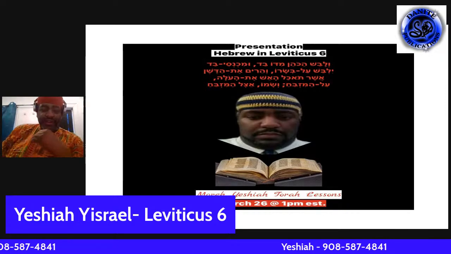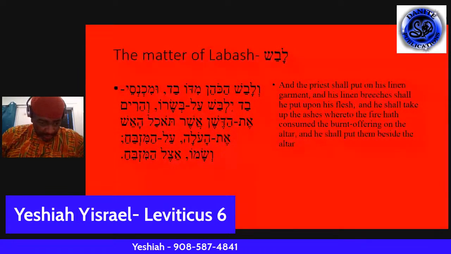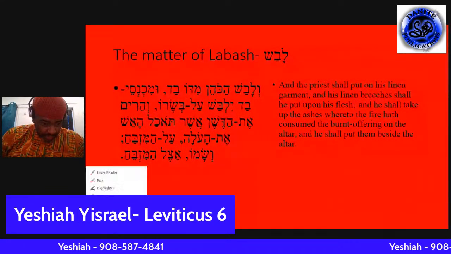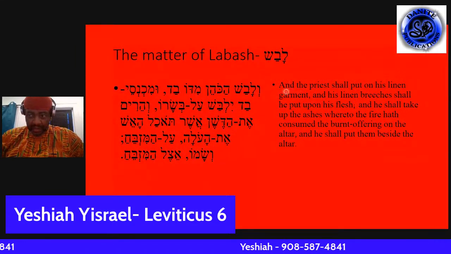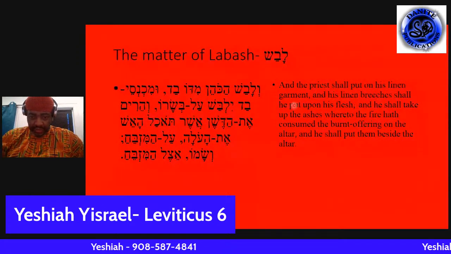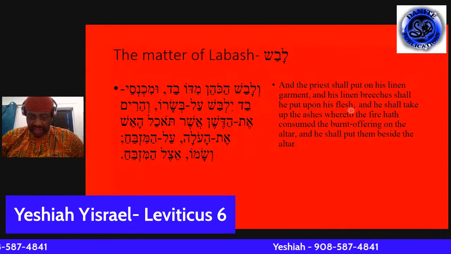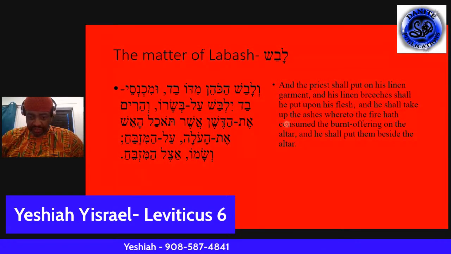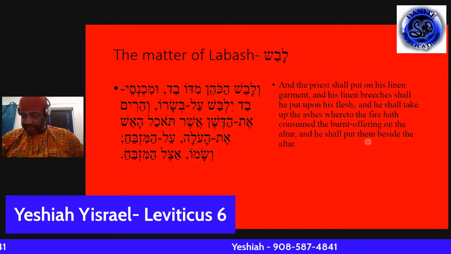The word labash. The English says the following, and we're going to follow it, brothers and sisters, with the laser pointer. And it says this: and the priest shall put on his linen garment, and his linen breeches shall he put upon his flesh. And he shall take up the ashes whereto the fire hath consumed the burnt offering on the altar, and he shall put them beside the altar.